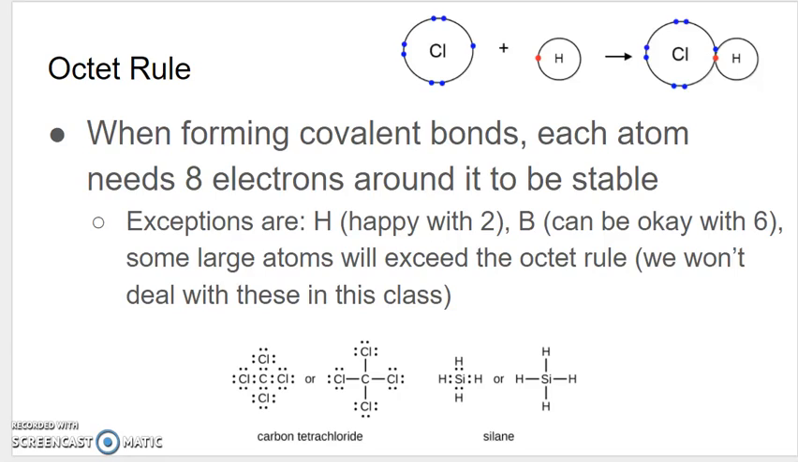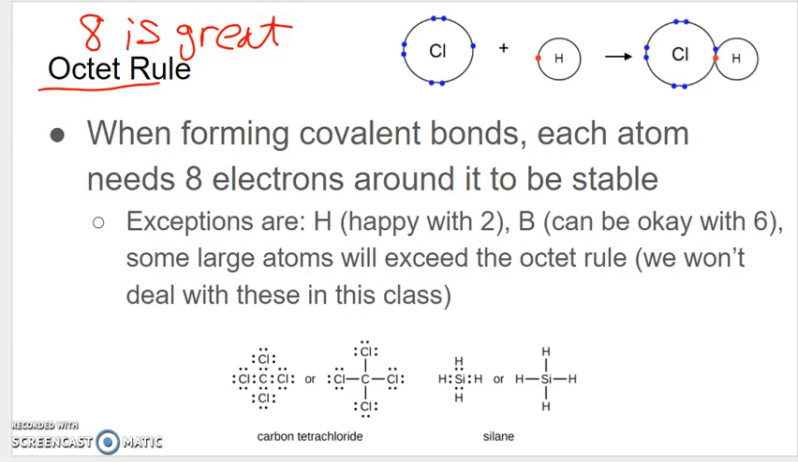When we are drawing Lewis dot structures, we have to follow the octet rule. Remember, we've talked about it a lot of times. The octet rule is when we talk about 8 is great. And that's that when you form bonds, each atom needs to have 8 electrons around it to be stable. Remember, stable means happy. There are some exceptions to that. Hydrogen, for example, is happy with just 2 electrons. Also, boron can be okay with just 6. And then some really big atoms might exceed the octet rule. They can have more than 8. We won't really deal with those, though, in this class.